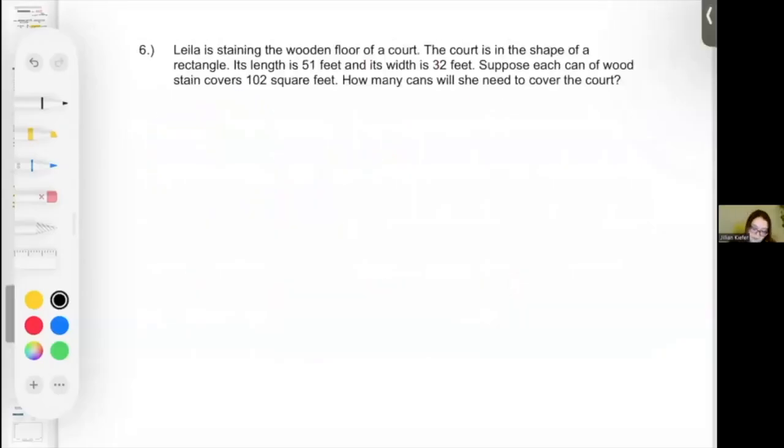All right, so we have our court here. It's in the shape of a rectangle. We draw this out as best as we can. So here's the court. Maybe it's basketball or something along those lines. We're saying it's 51 feet long and 32 feet wide. So we really need to find the area of the court.